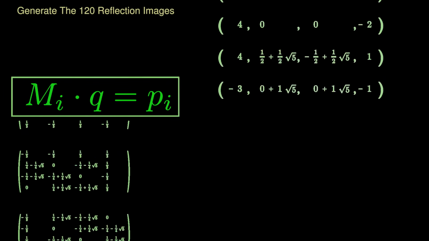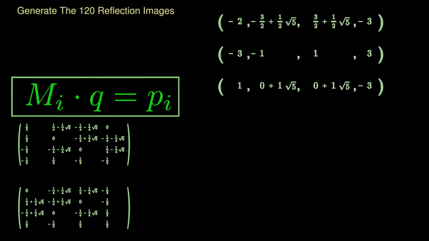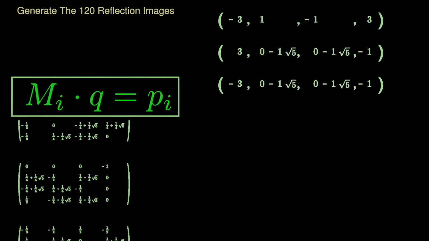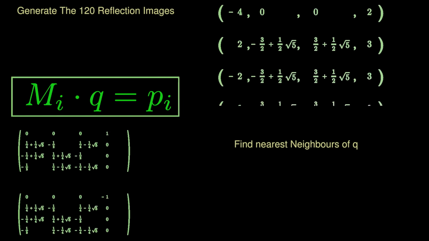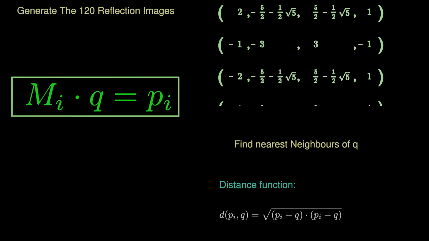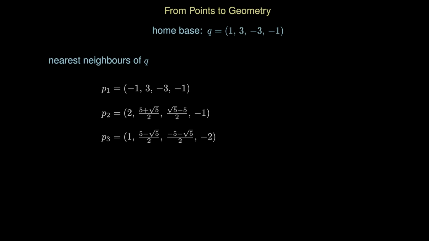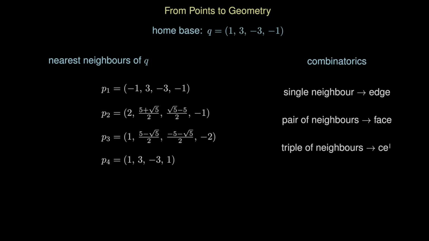We extract the geometry from this point cloud as follows. We fix the seed point Q and identify its nearest neighbors, those points at minimal distance. In this case, we find 4 different neighbors. Geometrically, each neighbor defines an edge from Q, and each pair of neighbors defines a face with Q, and each triple of neighbors defines a three-dimensional cell that contains Q.